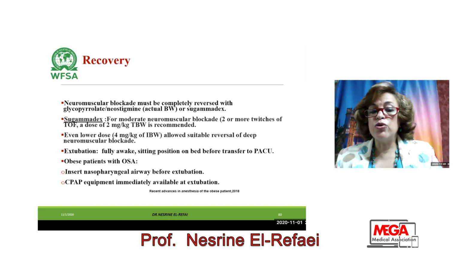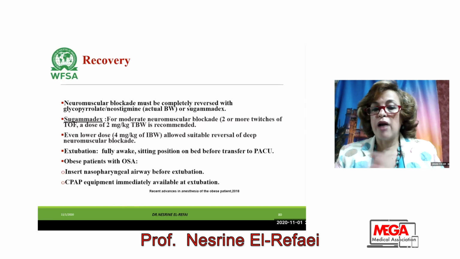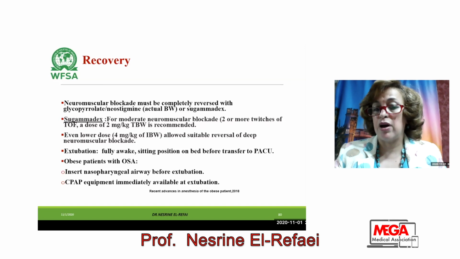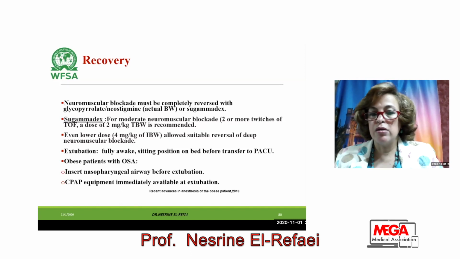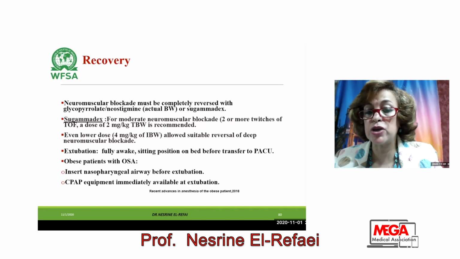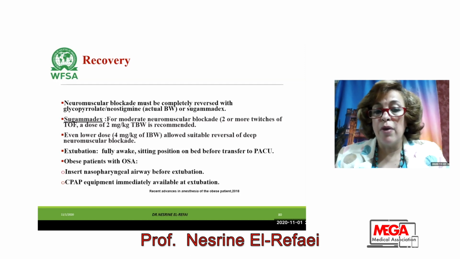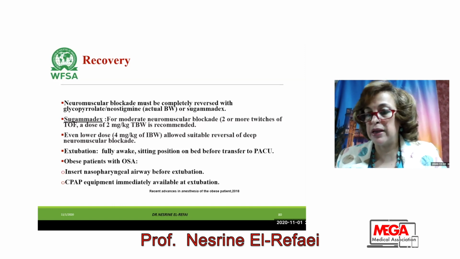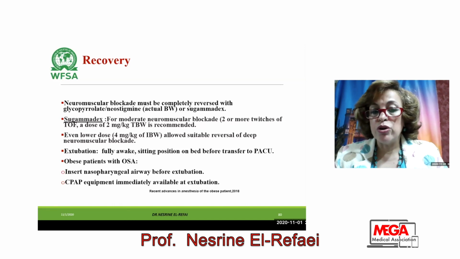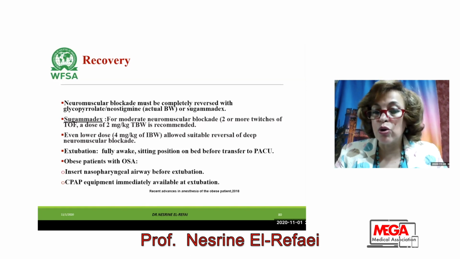During recovery, the neuromuscular blockade must be completely reversed with glycopyrrolate and neostigmine given according to actual body weight, or Sugammadex, and Sugammadex has a very important role. There are many studies that assess Sugammadex in obese patients, especially in bariatric patients, and we recommend its use. It's found that Sugammadex can be used for moderate neuromuscular blockade, which means, by definition, 2 or more twitches of the train-of-four. Here we can use a dose of 2 milligrams per kg total body weight. So the Sugammadex is given according to the total body weight.